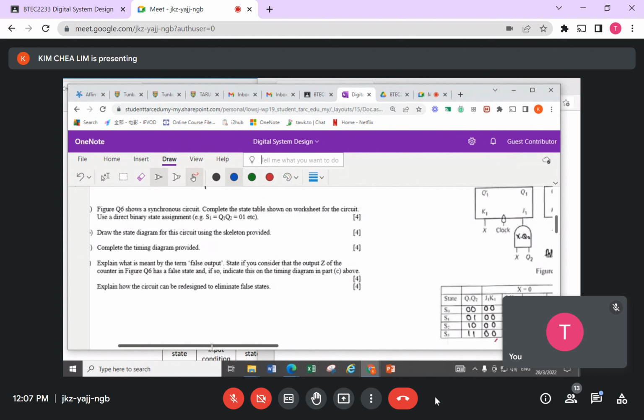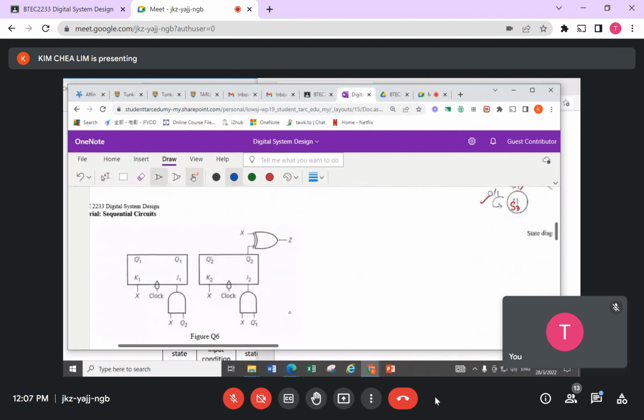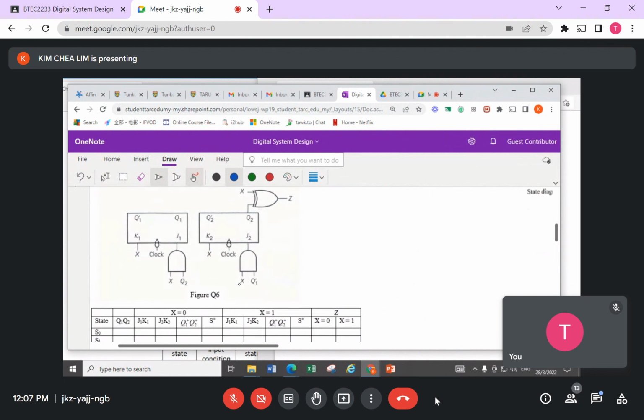So they say figure question 6 here shows a synchronous circuit. They ask you to complete the state table shown on the worksheet. Use the direct binary state assignments. That means S1 is represented as 0, 1, and so on. Then draw the state diagrams. So this is the question circuit given to me in this form.